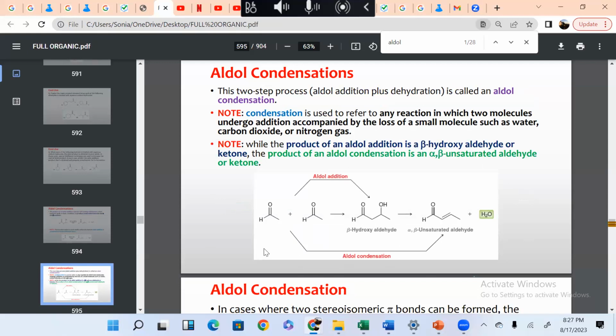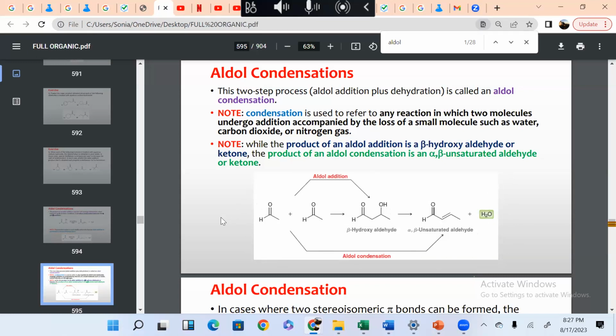So you'll see for an aldol condensation to take place, you're reacting two aldehydes, as you can see here, resulting in an aldol addition, beta hydroxyaldehyde. Then the dehydration takes place to form the alpha, beta unsaturated aldehyde plus water. A condensation reaction always results in liberation of a water molecule.